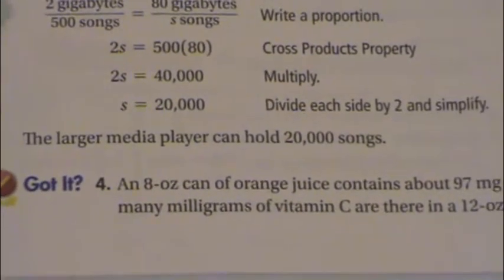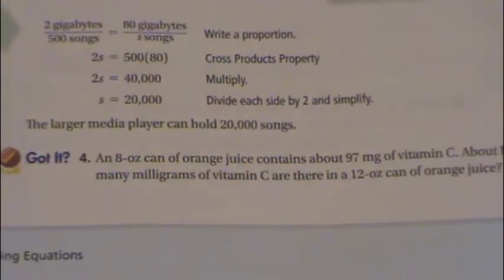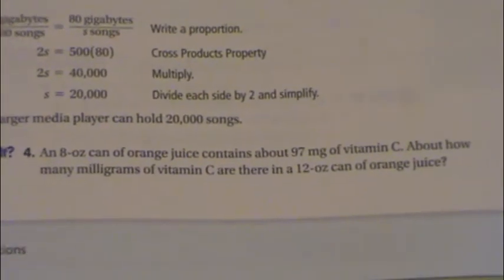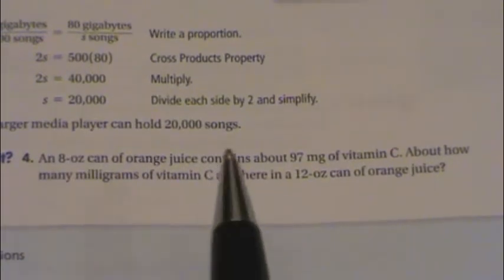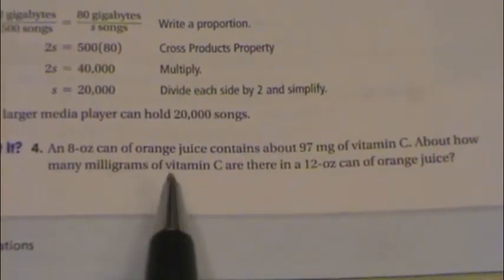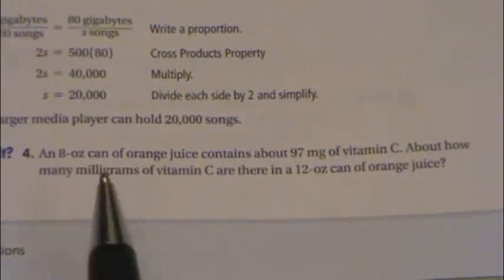Take a look at number 4. An 8-ounce can of orange juice contains 97 milligrams of vitamin C. About how many milligrams of vitamin C are there in a 12-ounce can of orange juice? Think about how to set this proportion up so that the units stay consistent, and then let's go over it.